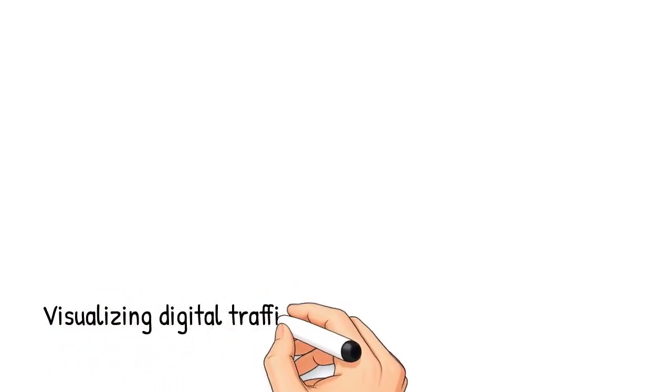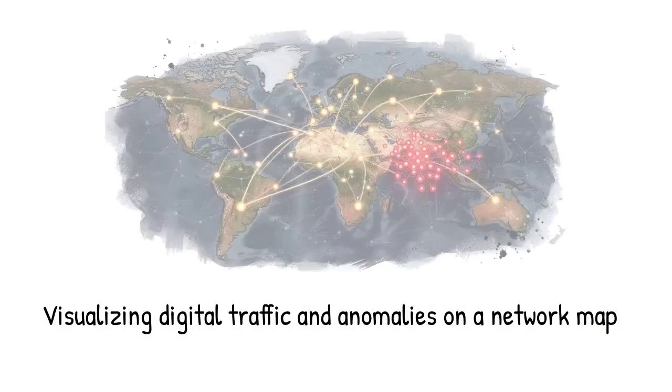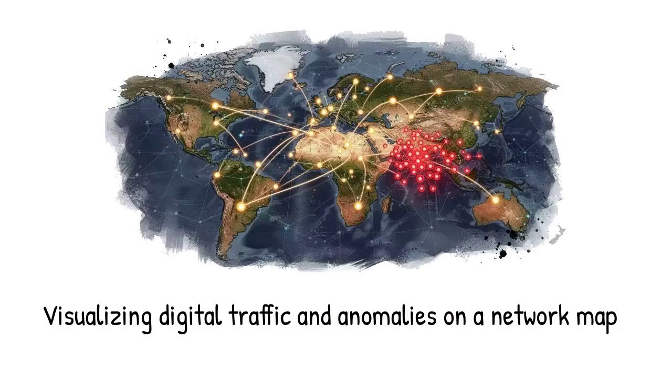Imagine a digital map showing packets as glowing dots moving across lines. Some move smoothly, some move erratically, some move in unexpected directions. Some suddenly spike in volume. A red cluster appears, a sign of suspicious traffic. This is how security teams visualize threats.